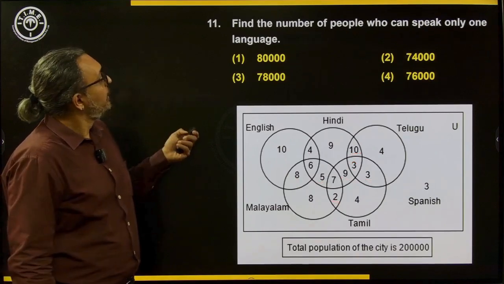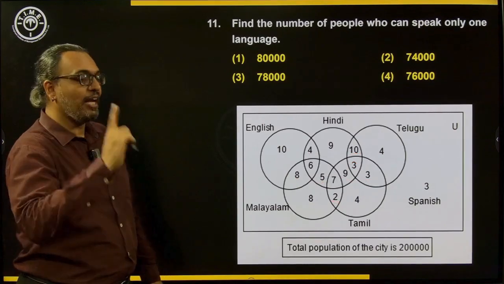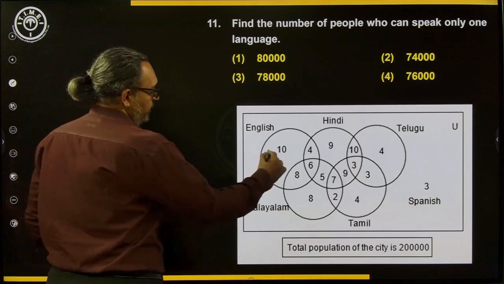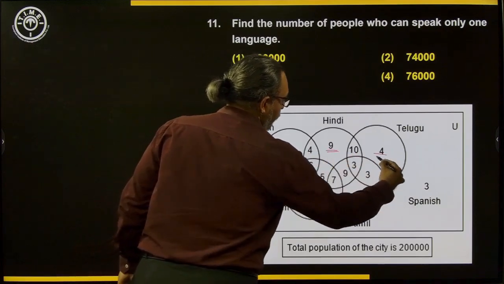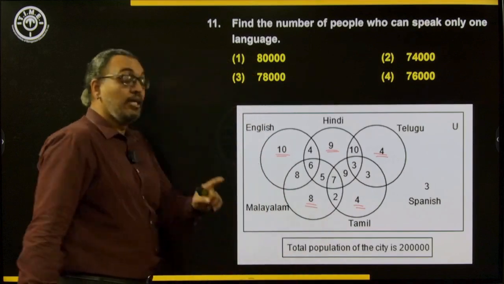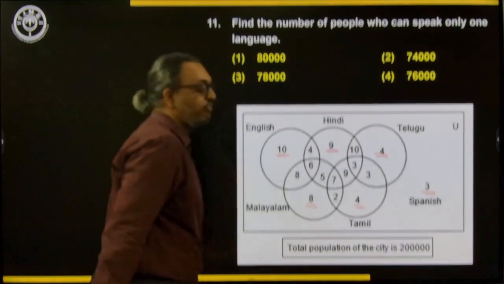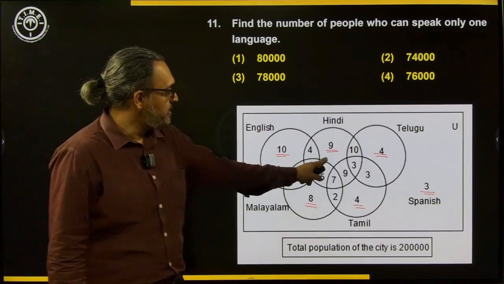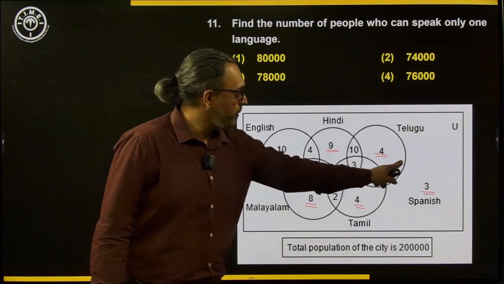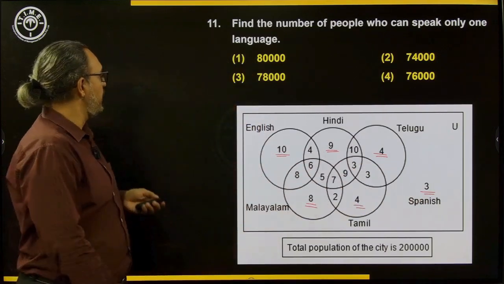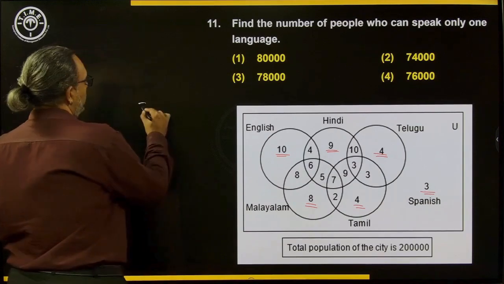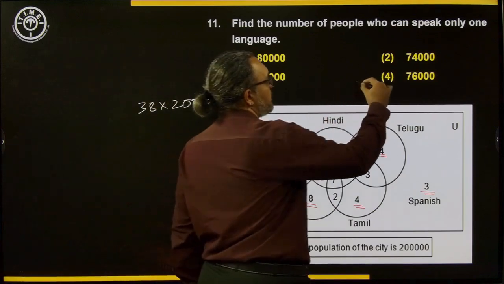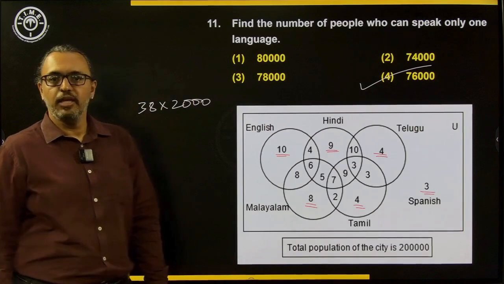Okay? Then find the number of people who can speak only one language. Okay? So only one, basically this is 10, 9, 4, 4, 8, but do not forget this 3 because only one, Spanish, that is also there. So you add them and multiply by 2000. So we have 19 plus 4, 23 plus 3, 26 plus 4, 30 plus 8, 38. So 38 multiplied by 2000. So we get 76,000. Correct? Yeah.